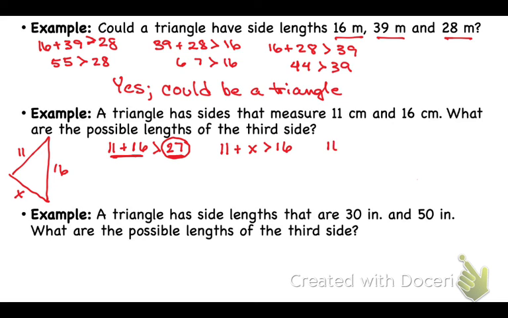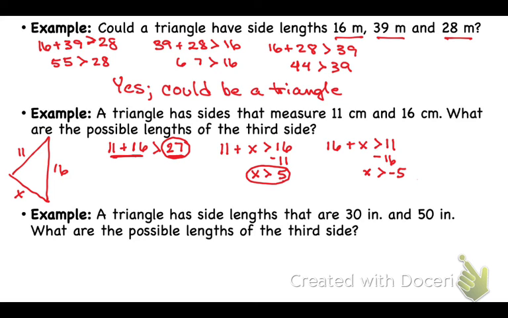And 16 plus x has to be greater than what? 11. So if I were to solve these, I'd subtract 11, wouldn't I? So x has to be greater than 5. And subtract 16, and x has to be greater than negative 5. Now, wait a second. Can a side length be negative? No. So it can't be negative. That won't work.